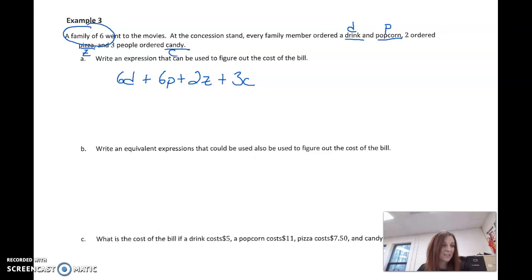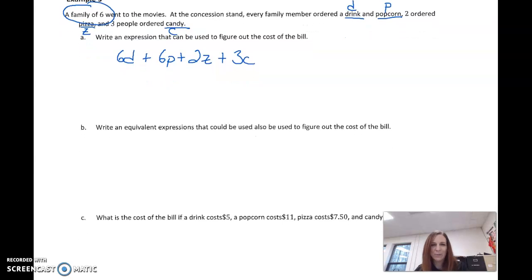Now it says write an equivalent expression that could also be used to figure out the cost of the bill. Just stick with me on this one. I want to show you something. I want to write something that is equivalent to this. What if I focused on what every family member purchased? They all purchased drinks and they all purchased popcorn. What if I think about factoring, like we've done in our power standards, and factor the 6 out of this and the 6 out of here? Kind of ignore everything over here for a second.